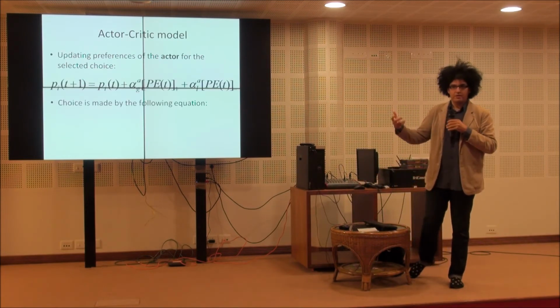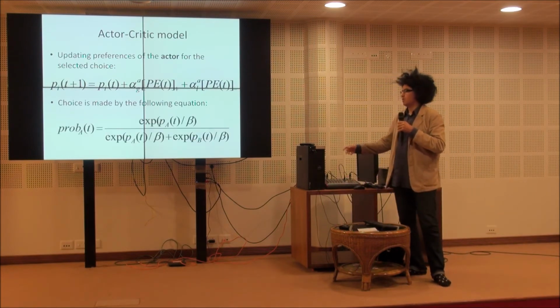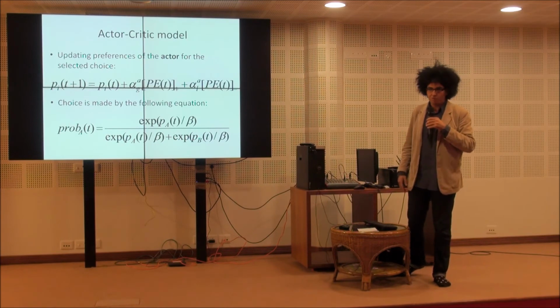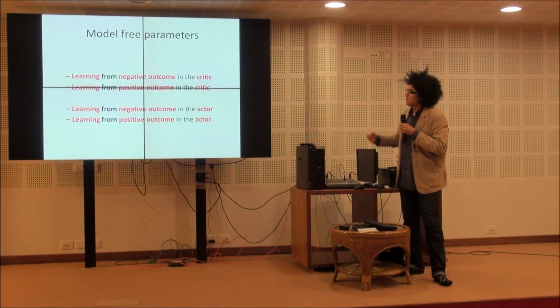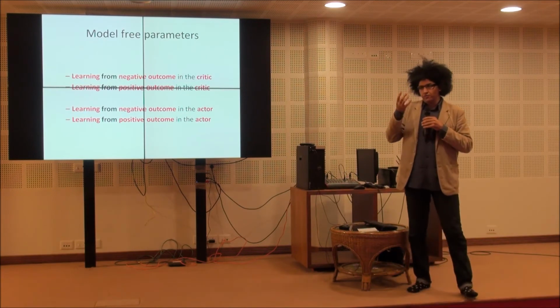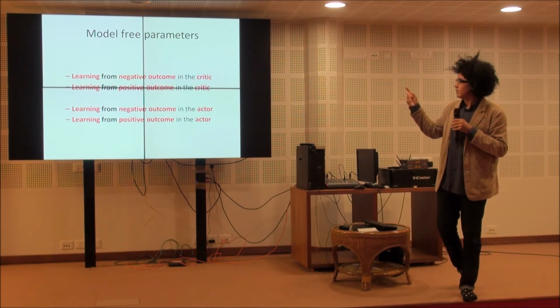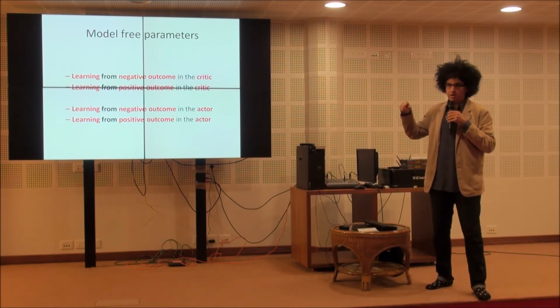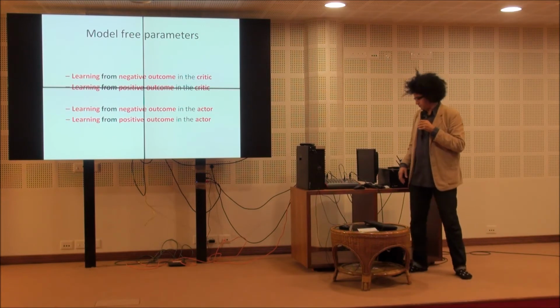Also, you have two different learning rates for positive and negative prediction errors. And choice is the same thing. We also have the same kind of softmax equation for computing the responses. So in this model, we have 4 free parameters: learning from negative outcome in the critic, learning from positive outcome in the critic, and also the exact same thing in the actor.